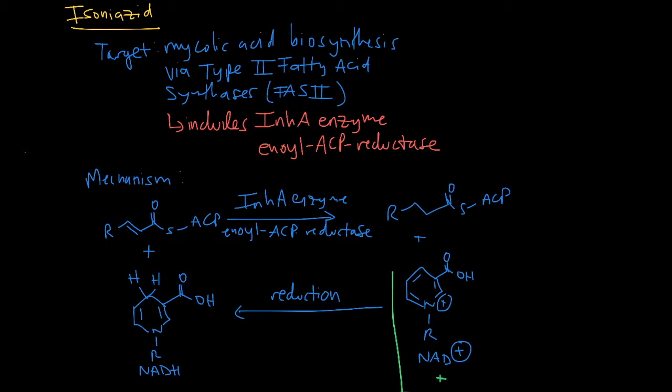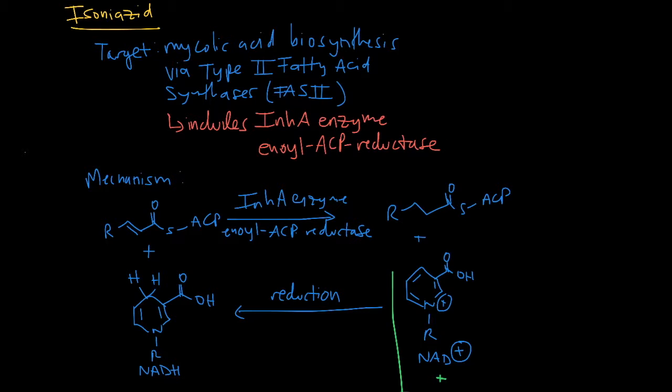So first we're going to talk about isoniazid. Isoniazid's target is the mycolic acid part of the cell wall. Specifically, isoniazid targets mycolic acid biosynthesis, and this biosynthesis happens through type 2 fatty acid synthase, or FAS-II. And FAS-II includes InhA enzymes and enoyl-ACP reductase enzymes.